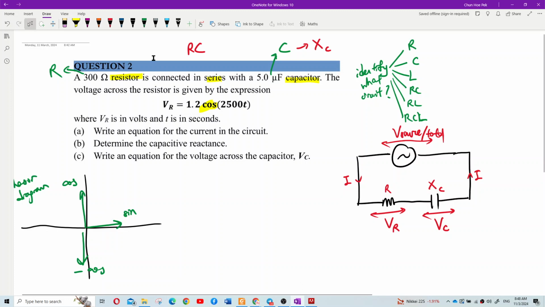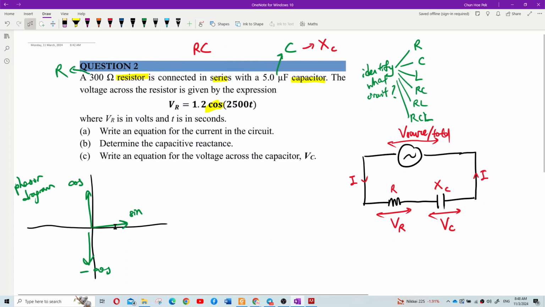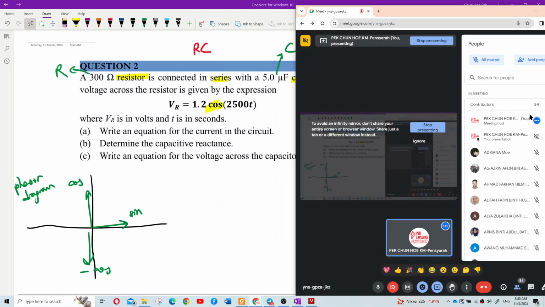Ya. So kita lukis dulu phasor diagram. Kita berdasarkan apa yang kita sudah belajar di sini. Okay, semua ada dekat sini kan? Mana lagi ada yang 13 orang tak ada lagi ya? 17 orang tak ada di sini ya. Tak tahu you di mana kelas ya. Tidur kah?